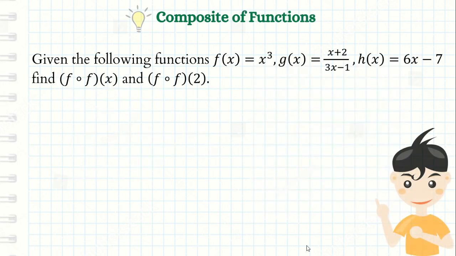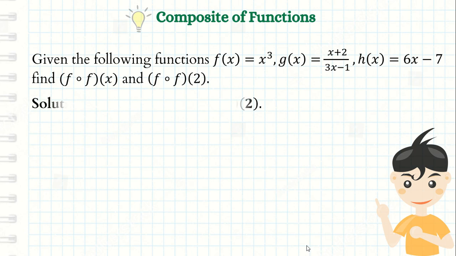Okay, so we have here the functions. f of x is equal to x cubed. g of x is equal to (x plus 2) over (3x minus 1). And then h of x is equal to 6x minus 7. Okay, let's first find f of f of x and then f of f of 2. So we have two things to find. One has no value of x yet, and the other is when the value of x is 2.